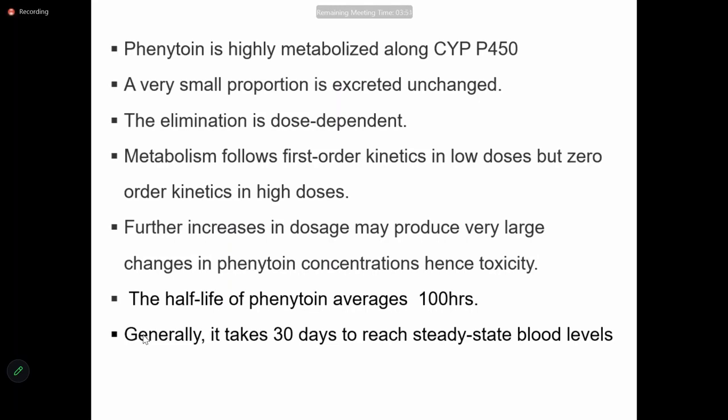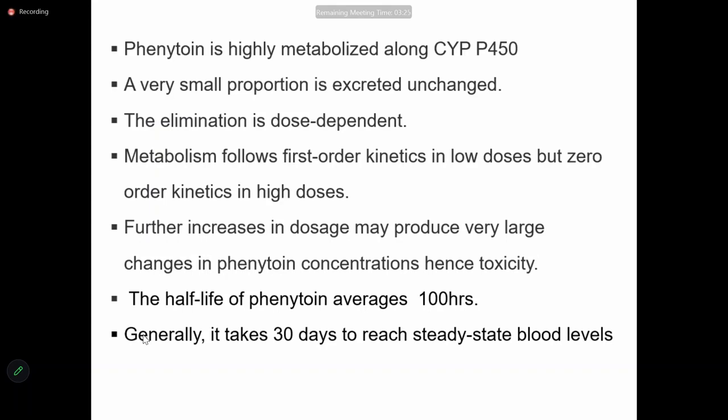It is highly metabolized because it is highly plasma bound along the CYP450. A very small portion of this is excreted unchanged, as the plasma binding is quite significant. The elimination half-life is dose dependent, but we know phenytoin can go up to a half-life of 100 hours.